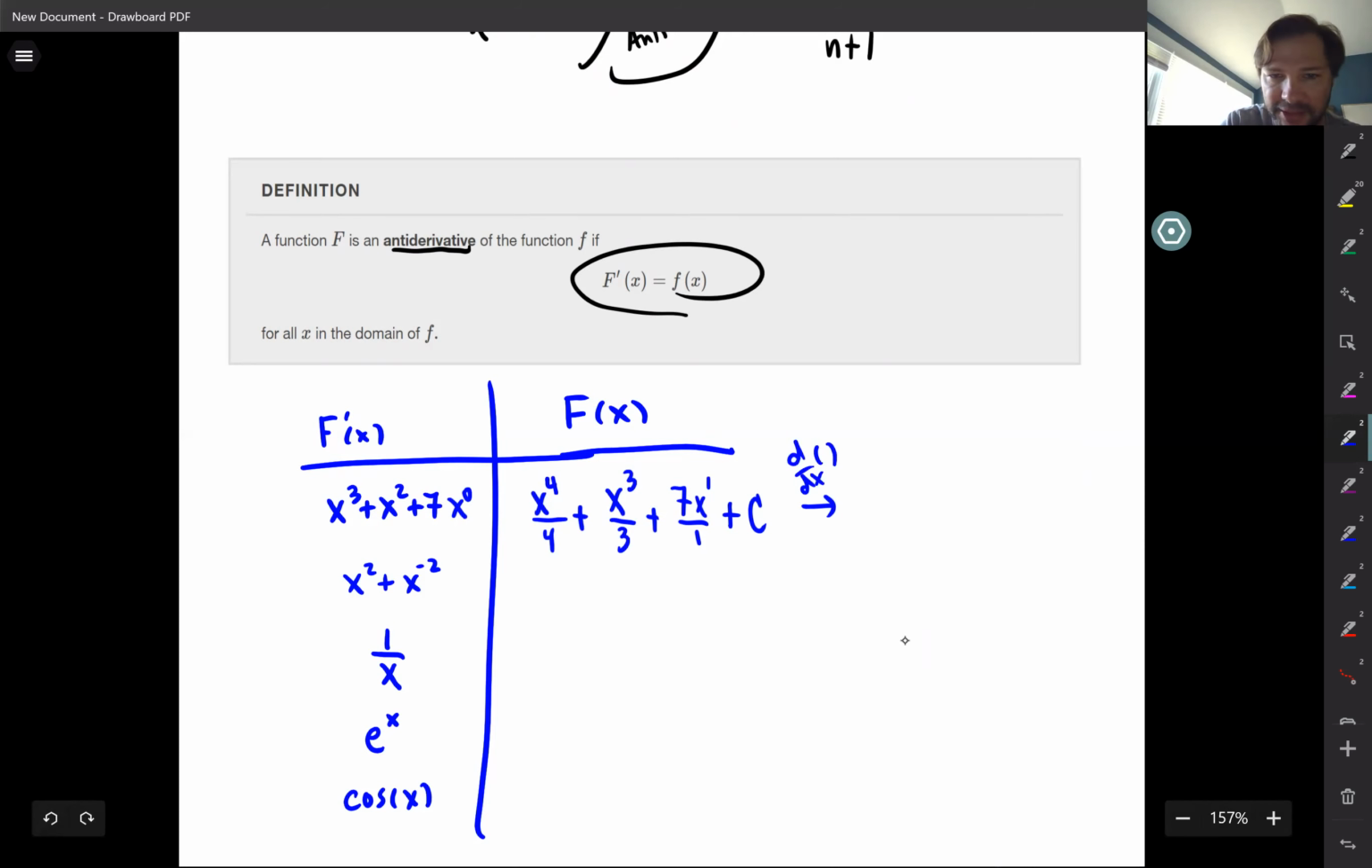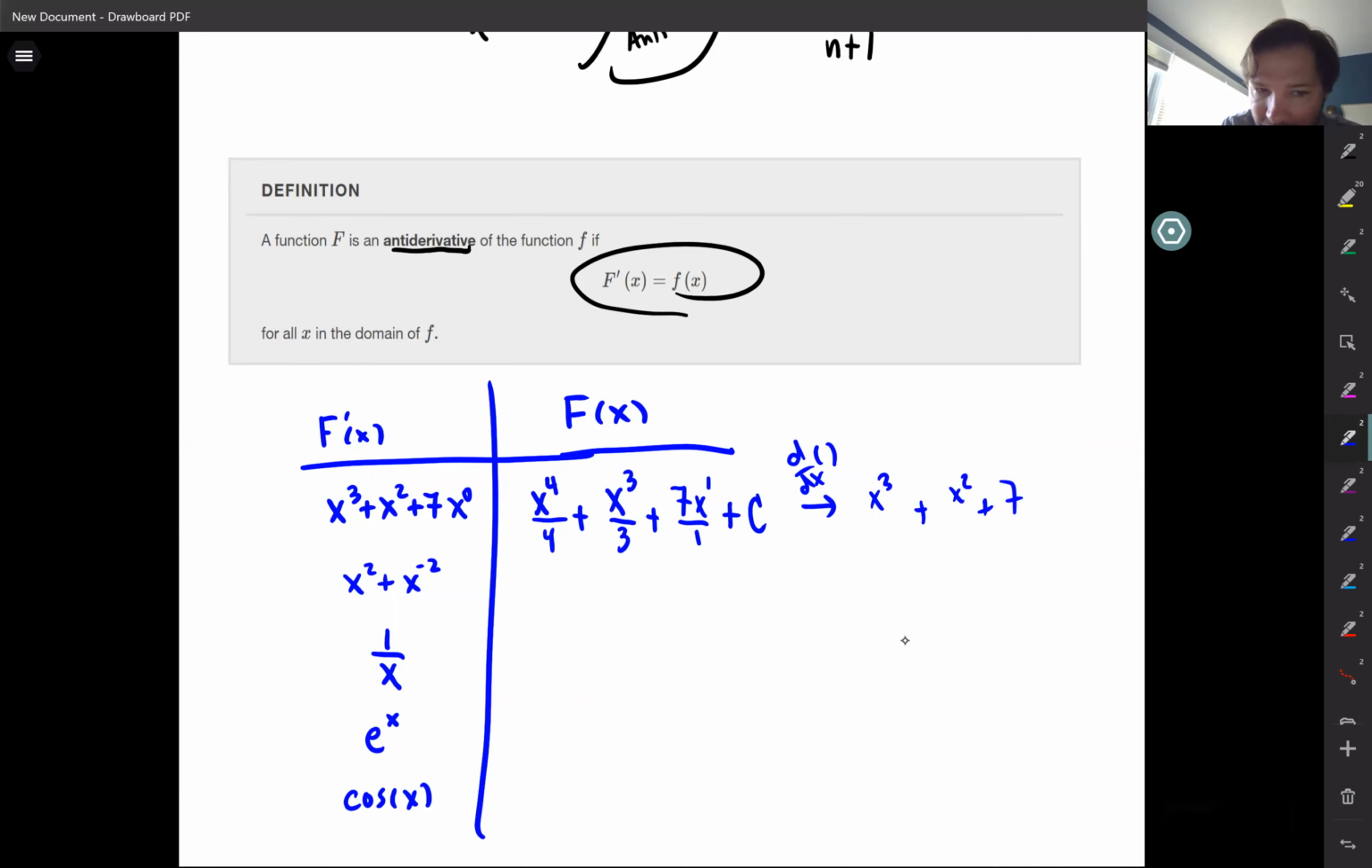And then it's a good idea to check that when you take the derivative again. If I take d dx of that function, I'm going to get 4x cubed over 4. The 4's cancel. So I just get left with x cubed. And then I'll get 3x squared over 3. Perfect, the 3's cancel. And then 7x to the 0, that's just 7. And of course, the derivative of c is 0. So you get back exactly x cubed plus x squared plus 7. So that's the beauty of this, is that you can also check your work just by taking the derivative.